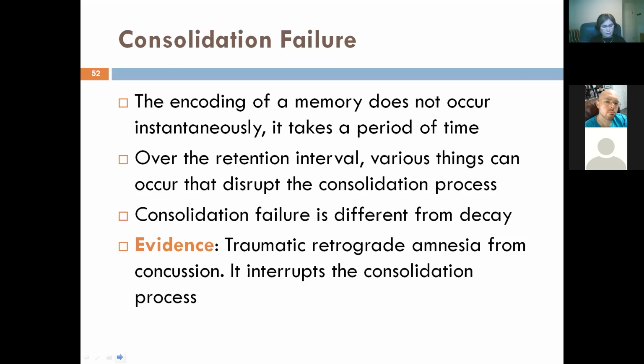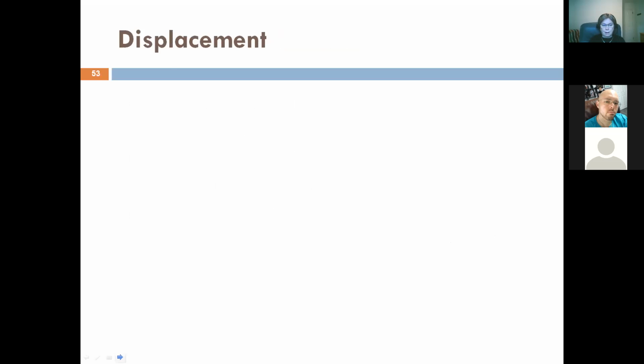Rarely, and don't think about the movies that show people losing memory of the entire life. This is all just a good story, but not true. Usually it's a relatively short period of time before the accident. And presumably, one of the explanations is that the consolidation has been disrupted.